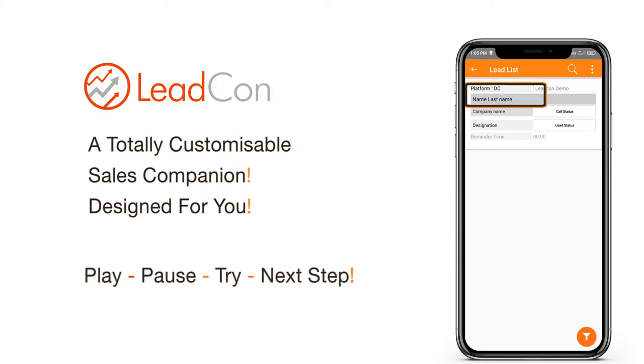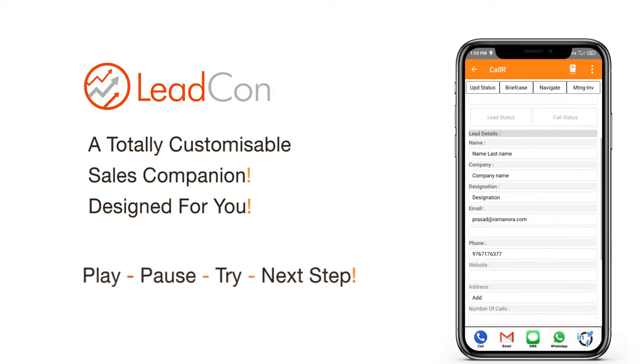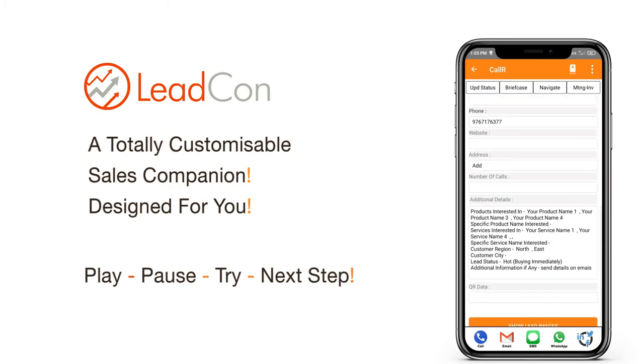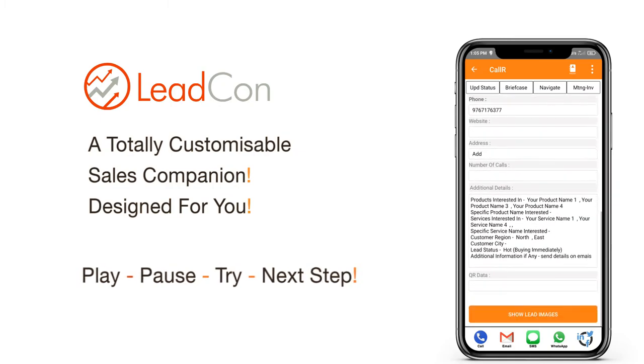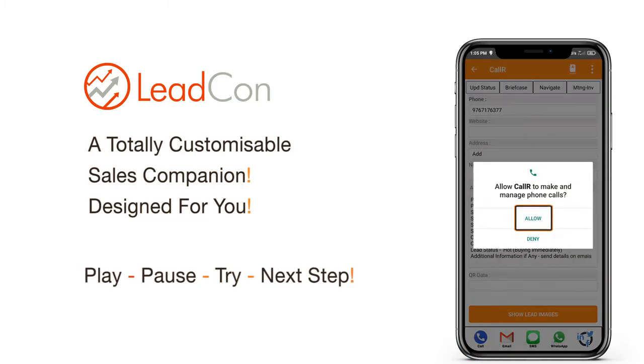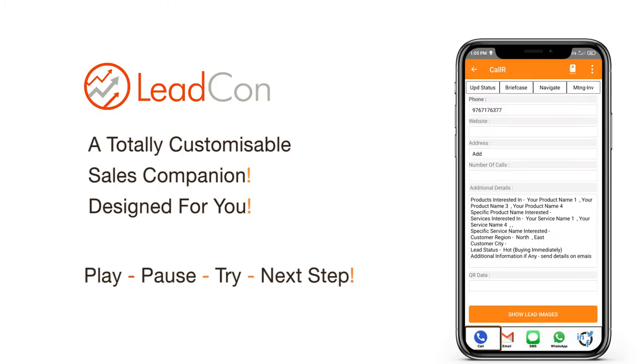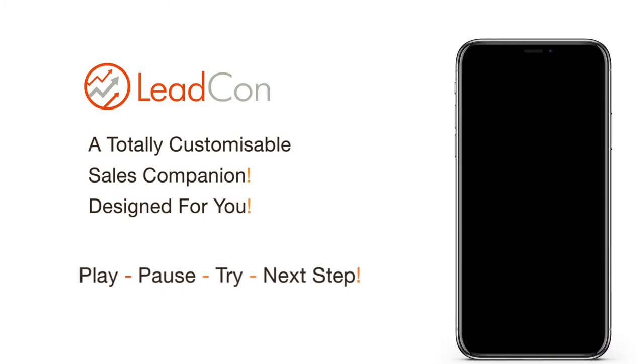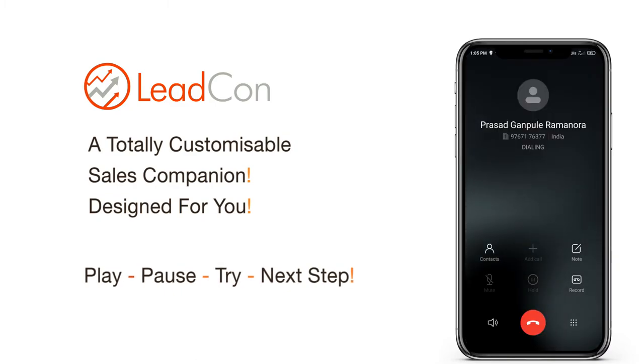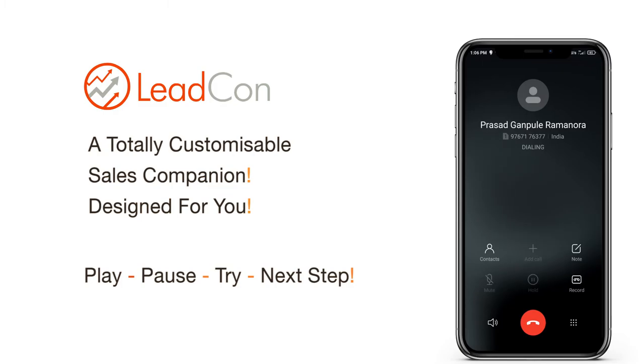I click on the name and now you are inside, where you can see all the different details given below. Once you are here, click on call, for which you may have to give a permission. So allow the permission once. Click on call, click on the number and you can see the call has been placed. And you can cut the call.